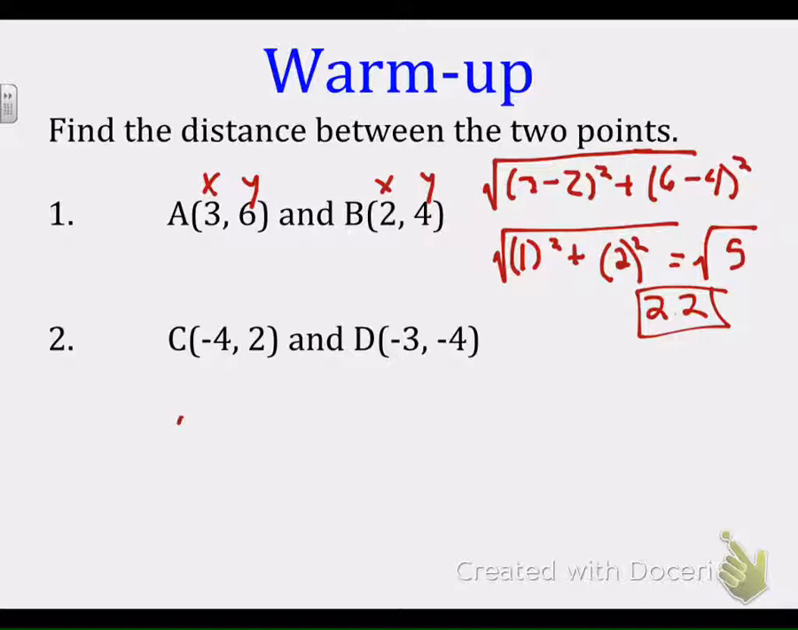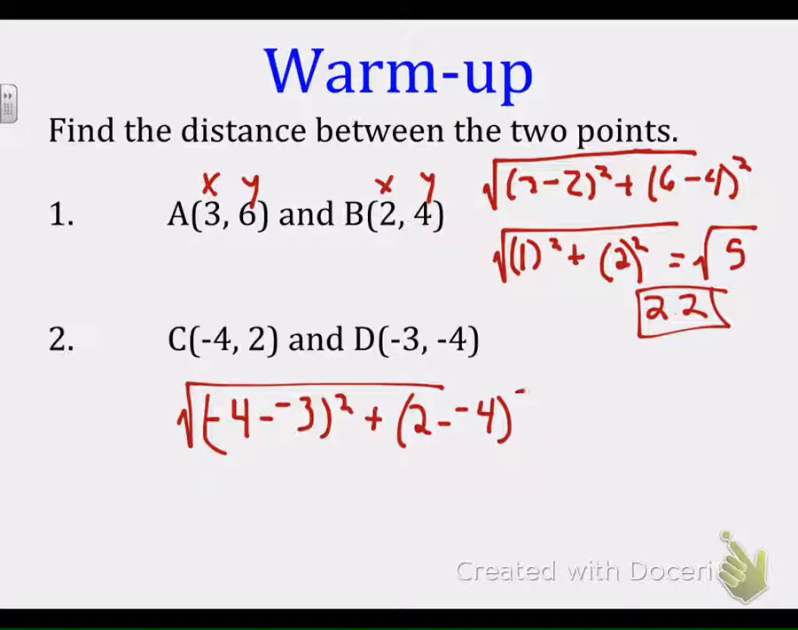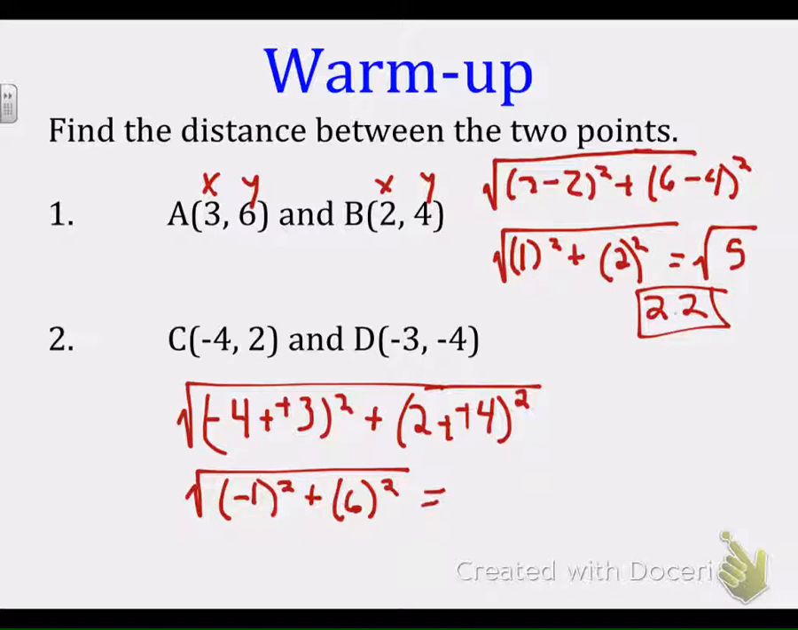Okay, next one, square root of negative 4 minus a negative 3 squared plus 2 minus a negative 4 squared. Okay, so for this you add the opposite on each of these since there's two negatives. So negative 1 squared plus 6 squared, which is equal to 1 plus 36 equals the square root of 37. Square root of 37 is 6.1.